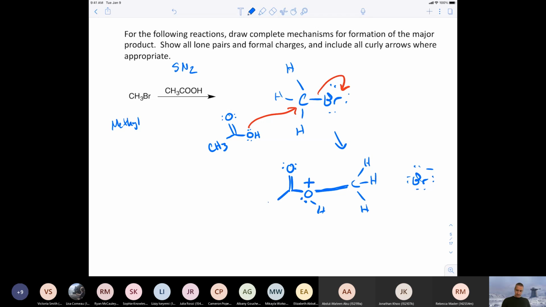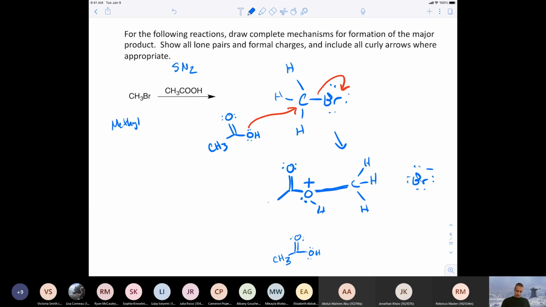Okay, now we need something to pull that extra H plus off. Bromide is not going to do it. Bromide is a terrible, terrible base because it's the conjugate base of a very strong acid, which is HBr. In fact, HBr is one of the best acids we commonly deal with. So we're going to use as our base here another molecule of acetic acid. Acetic acid is not a very good base either. It's pretty bad.